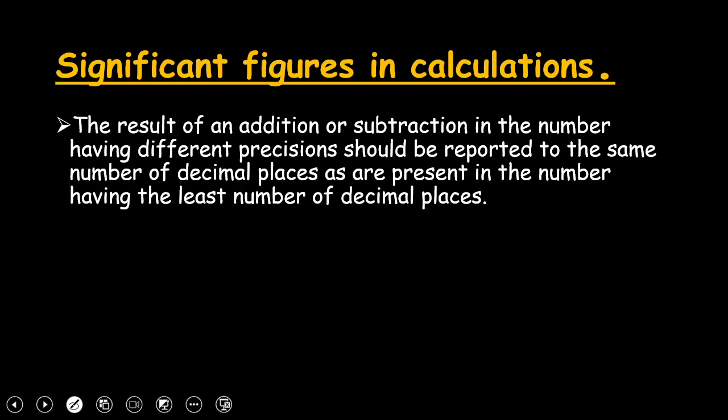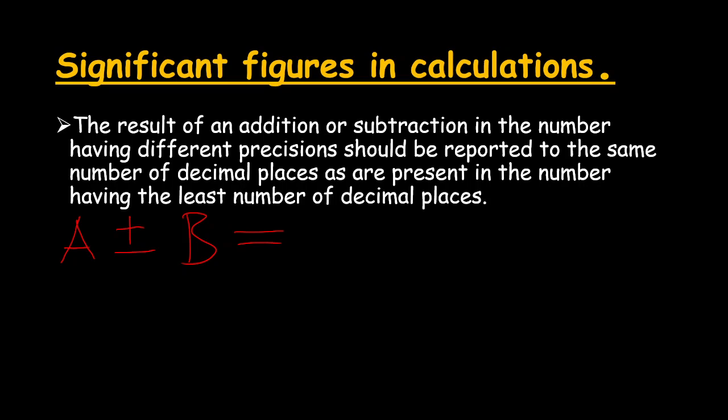Our first rule states that the result of any addition or subtraction in numbers having different precisions should be reported to the same number of decimal places as are present in the number having the least number of decimal places. So how can we simplify this statement? Let's say we have two numbers. We have A, we are adding or subtracting B, and when we perform the calculation, it gives us value C.